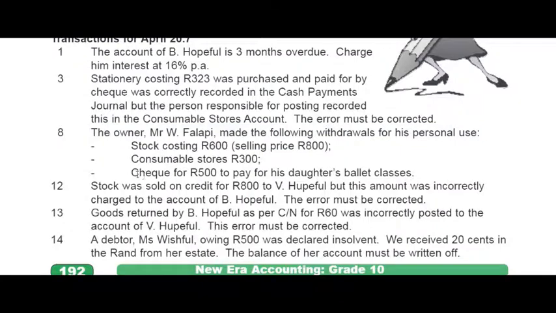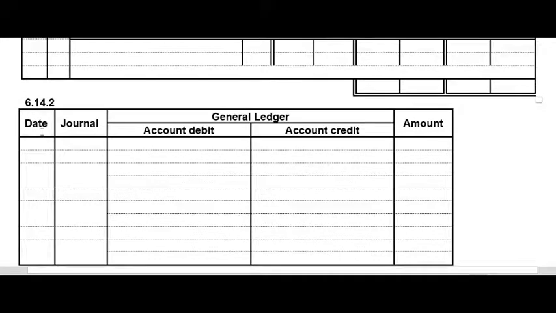Then you would see that the owner also withdrew a cheque for 500 Rand to pay for his daughter's ballet classes. Okay, so this will now be recorded in this table given for transactions that do not affect the general journal because it will go to the CPJ. Okay, so the date is the 8th, it's in the CPJ, drawings is debited, bank is credited, 500 Rand.